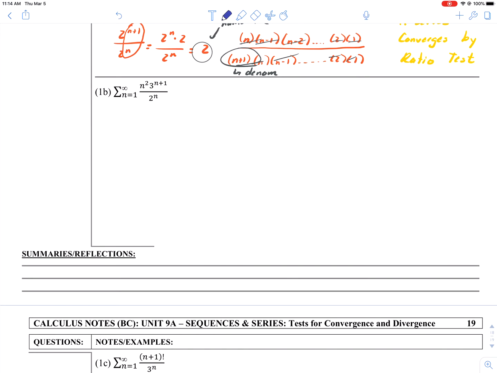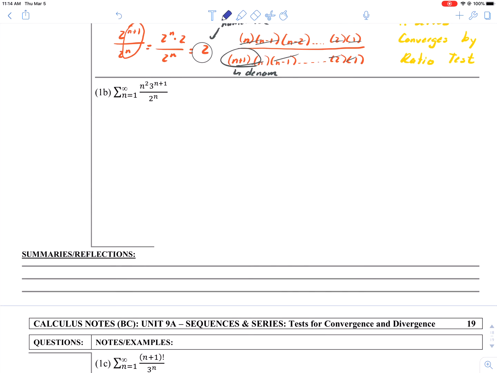Diagnosing these always gets a little bit tricky. This one doesn't have a factorial in it. I feel like the factorial is a dead giveaway. But I do see that it's not geometric. It's not a power series situation.